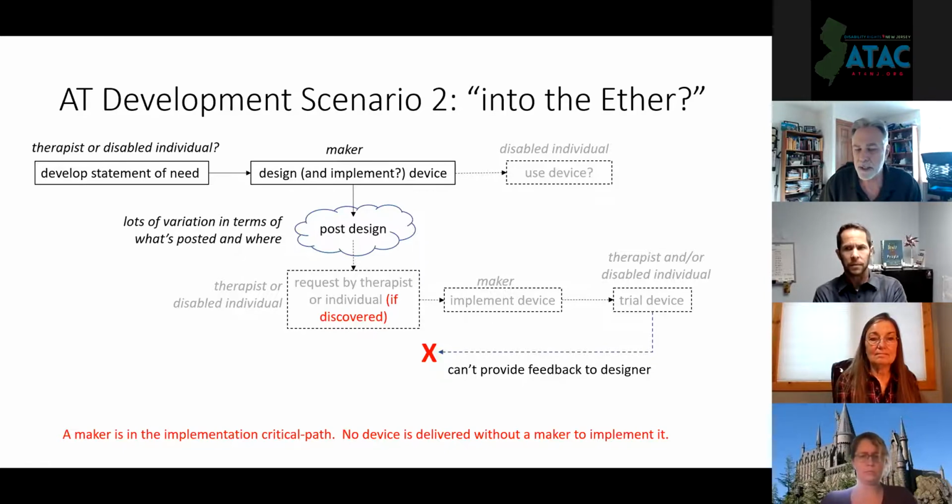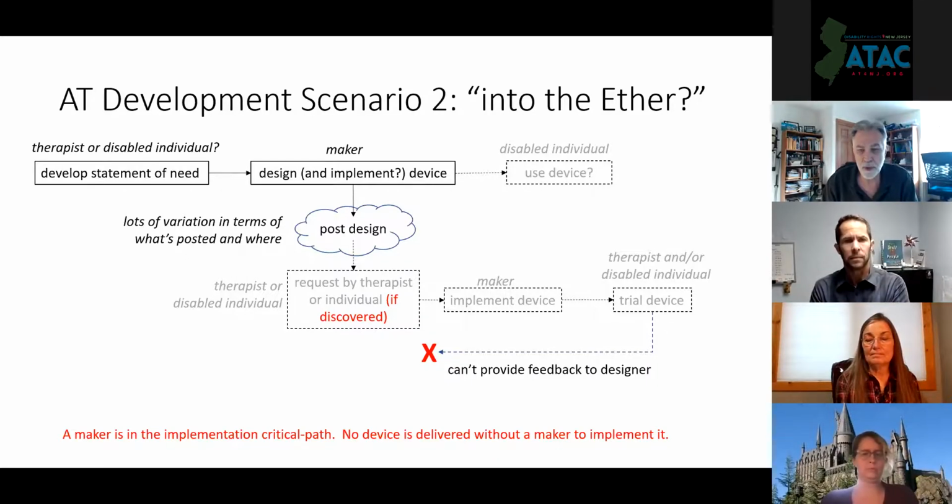It's unclear whether it ever gets used by anyone. It may get some immediate trial, but it's unclear whether anybody ever gets it into their hands. And then, time is running short, so the design is posted somewhere. And there's lots of variation in terms of where that thing is posted. A therapist or an individual may come along and discover this thing posted, if they can discover it at all, and then request that of some maker, and then the maker implements it, and the device gets trialed. But there's really no way to provide feedback. It still just sits there in this static posted format.